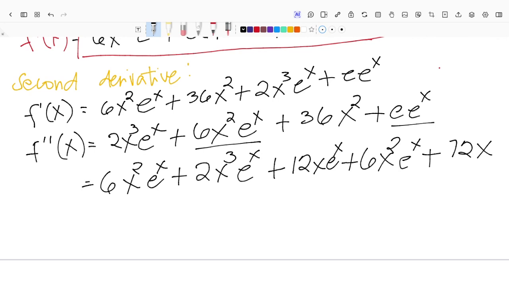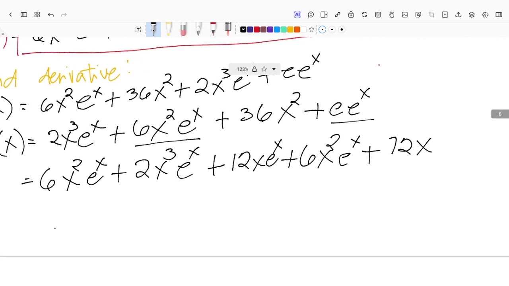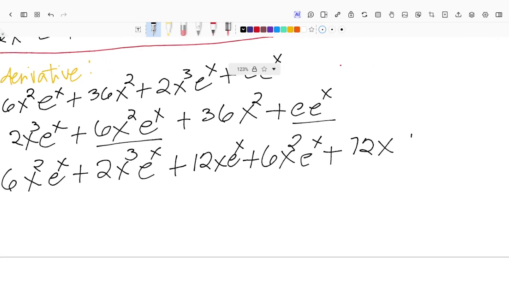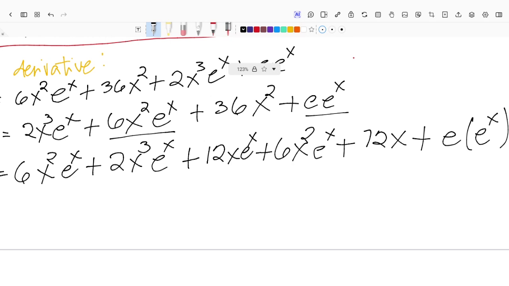Plus e raised to x. That is our second derivative.